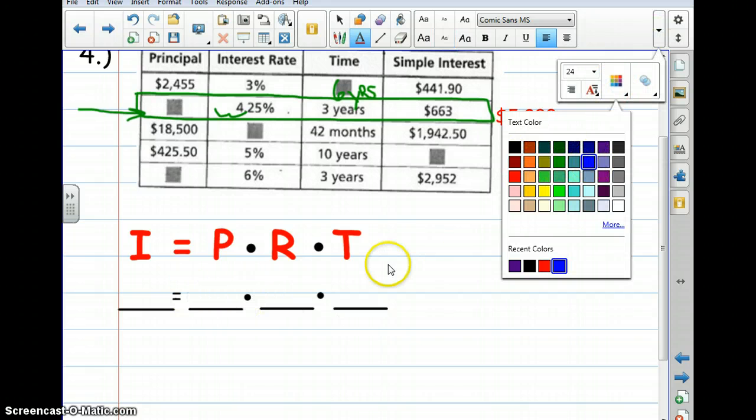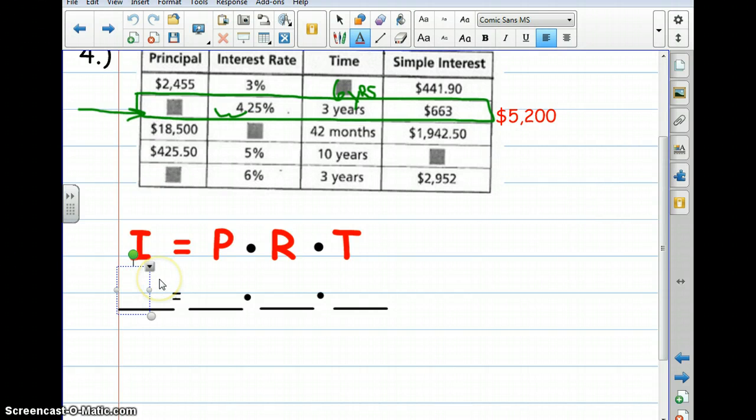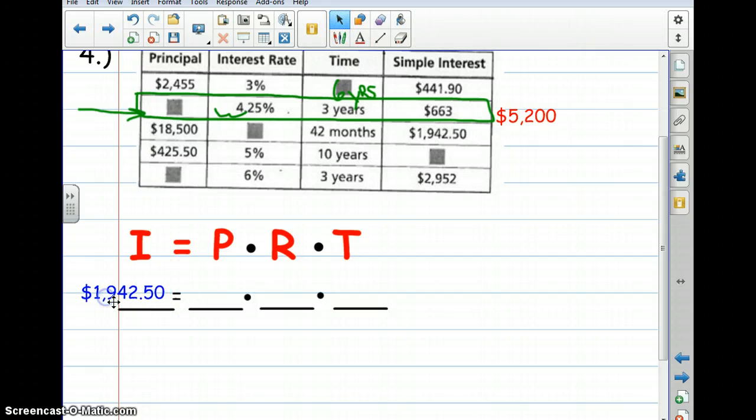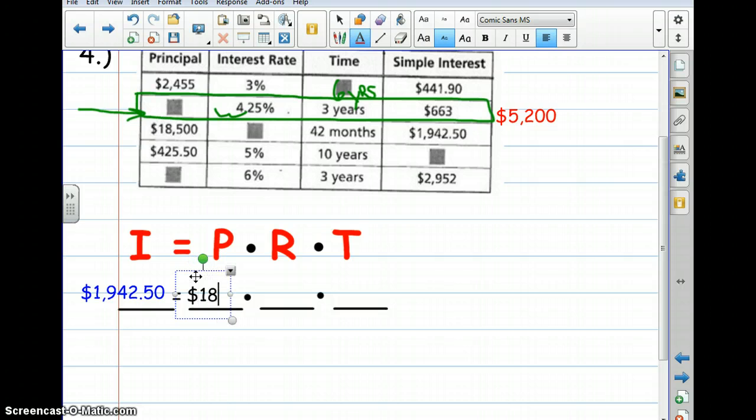And we're going to use this same formula down at the bottom. Do we know an interest amount? And yes, we do. Our simple interest, the amount that we're making, is $1,942.50. Okay? Do we know our principal amount? And the answer to that, again, is yes. It's $18,500, which is a lot of money. Okay?